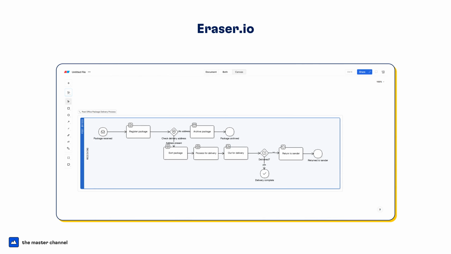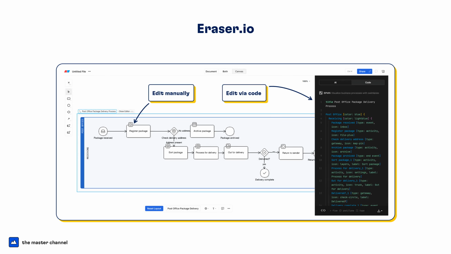Here we see the diagram generated by the Eraser AI. The diagram looks pretty good overall, apart from a few style choices we might want to adjust. We can edit the diagram manually using drag and drop. Another option is to edit the code directly by opening the diagram's editing interface.